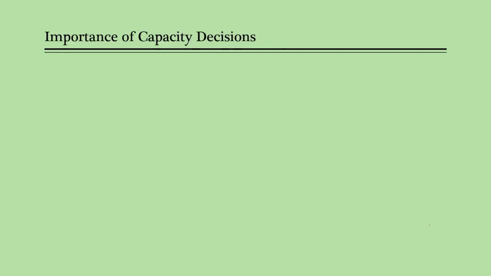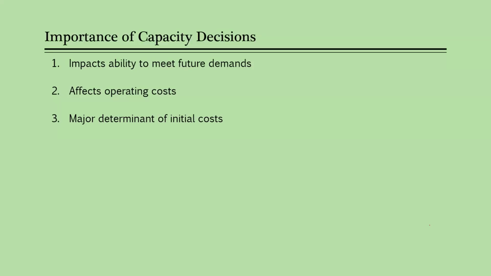Now let's see what is the importance of capacity decisions. So we have to make decisions. Now what is the importance of this? First one, these capacity decisions impact the ability to meet future demand. At the same time, these capacity decisions may affect the operating cost, and it will determine the majority of the initial cost as well.